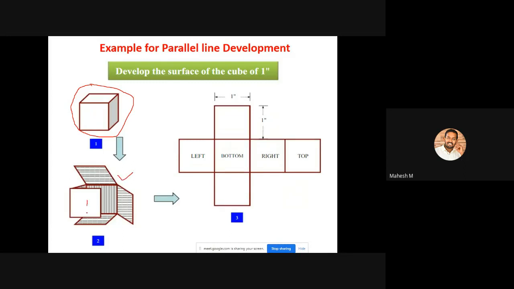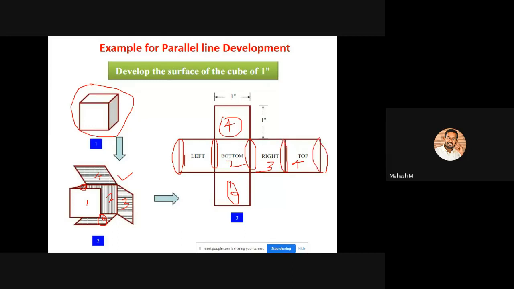So this one is the first surface, and the back side is the second one, and this one is 3, and this one is 4, and this one is 5, and this one is 6. Here it is 5, and here it is 6. Okay. So top and bottom will be 4 and 6. And this one is 1, 2, 3, 4. So look at the longer edges. All the longer edges are parallel. So we can call this diagram a parallel line development method.